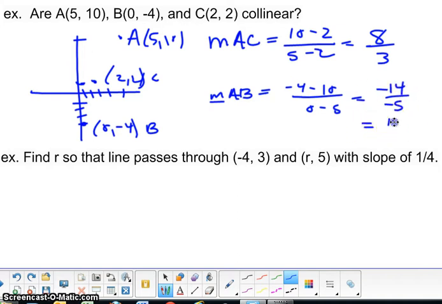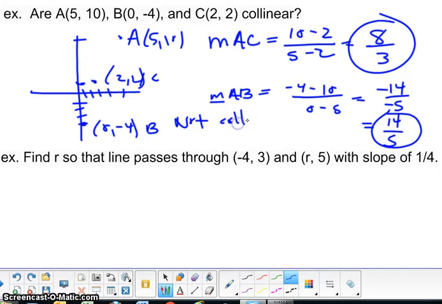So what this tells me is because they're not the same slope, they cannot be on the same line. There's just no way possible. So to answer it, we would say it's not collinear because all points need to have the same slope.